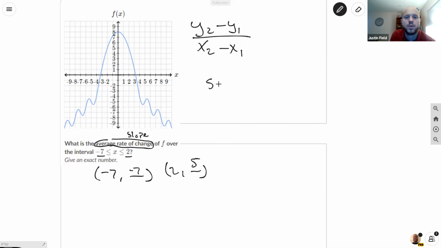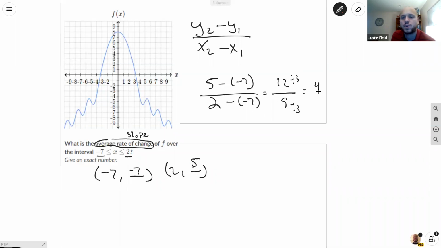So my y2 is 5 minus my y1 over my x2 is 2 minus my x1. So that is 12 over 9, which I can simplify. You can divide both of those by 3. And so that is 4 over 3, 4/3. So I would say the average rate of change over the interval -7 to 2 is 4/3.